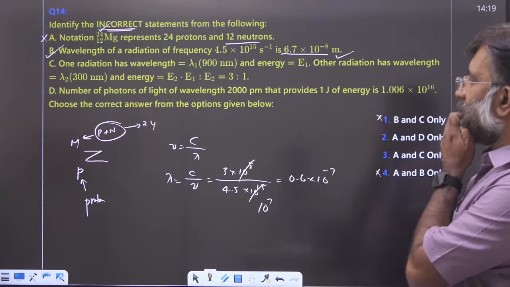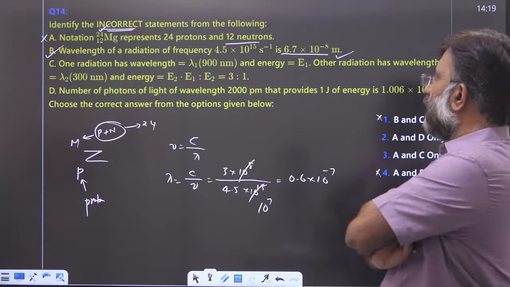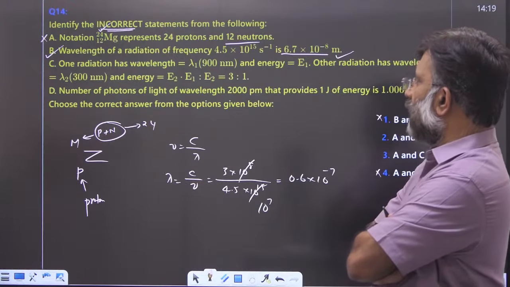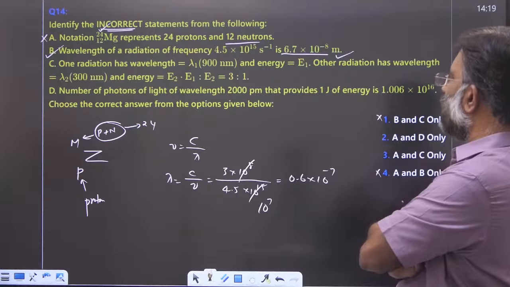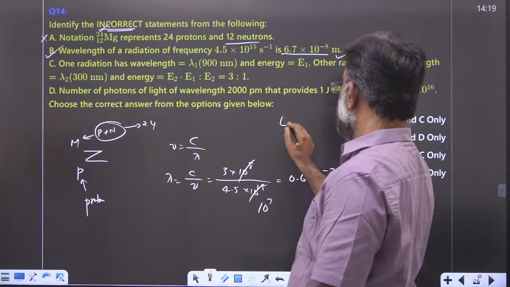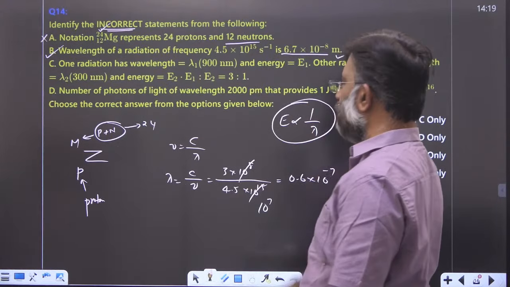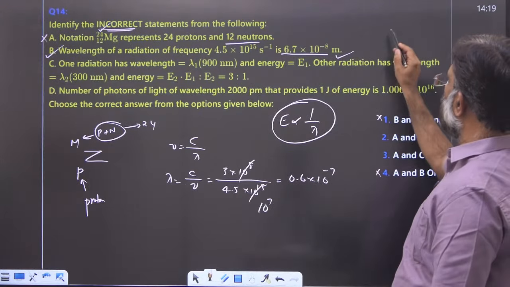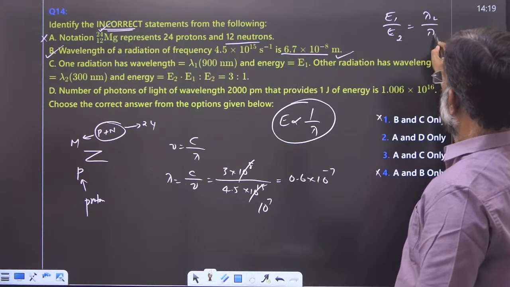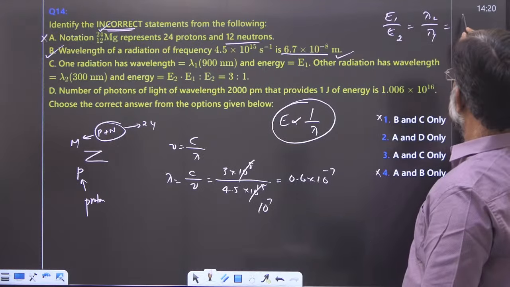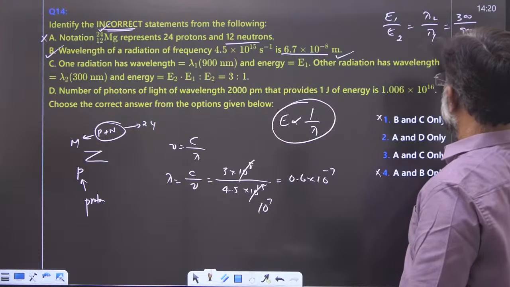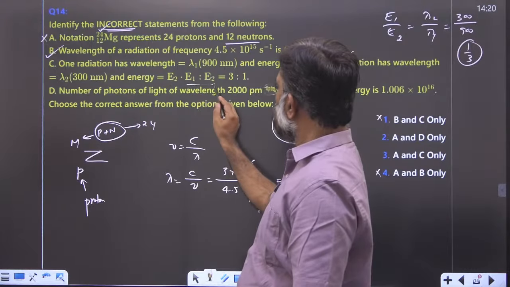ഇനി സി ആണോ ഡി ആണോ? ഏത്? ഇൻകറക്റ്റ് കിട്ടും. One radiation has wavelength 900 nanometer and energy E1. Other radiation wavelength 300, energy E2. You know, E inversely proportional to lambda. So E1 by E2 equal to lambda 2 by lambda 1. Lambda 2 എത്രയാ? 300. Lambda 1 എത്രയാ? 900. That is 1/3. So E1 by E2 equal to 1/3.